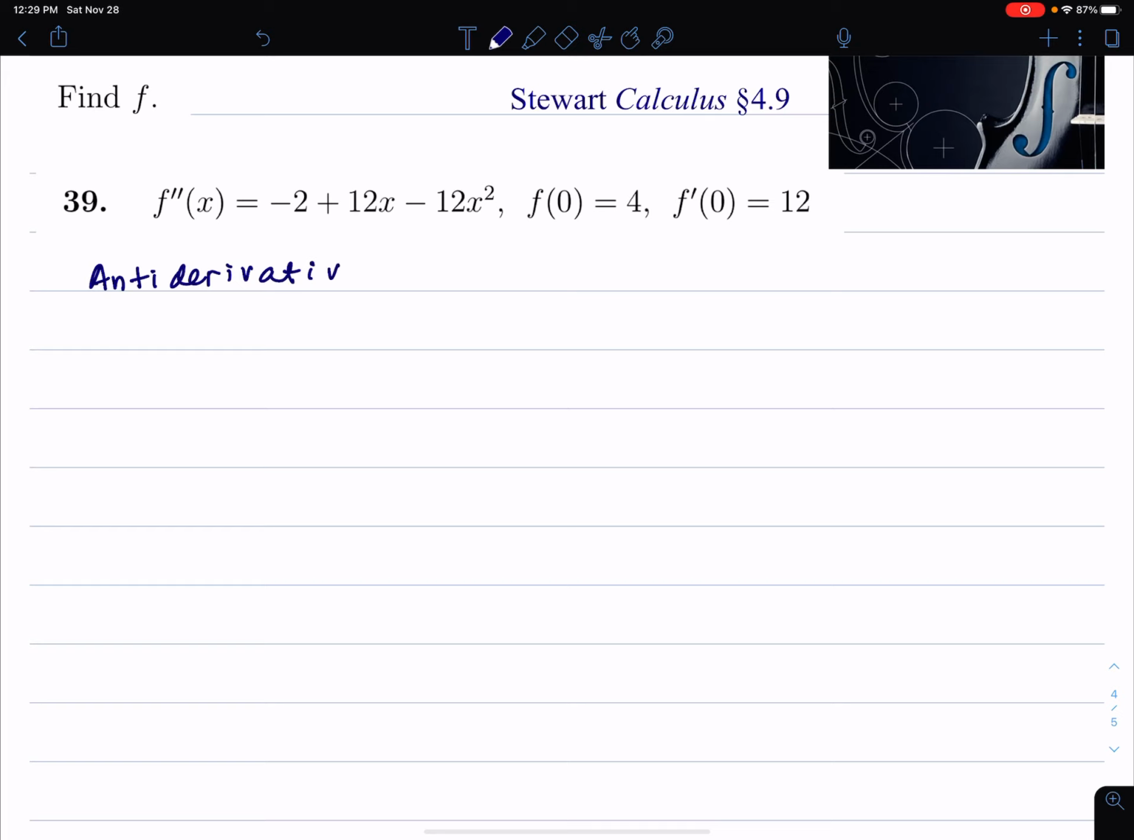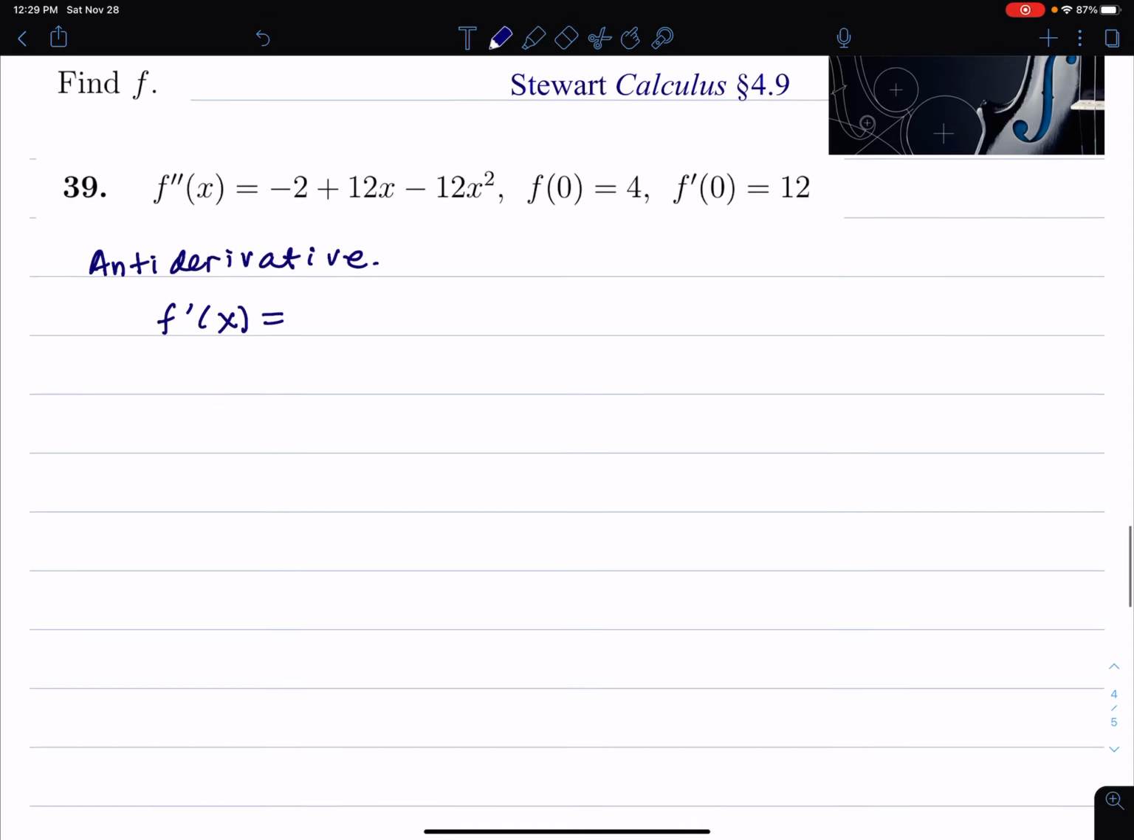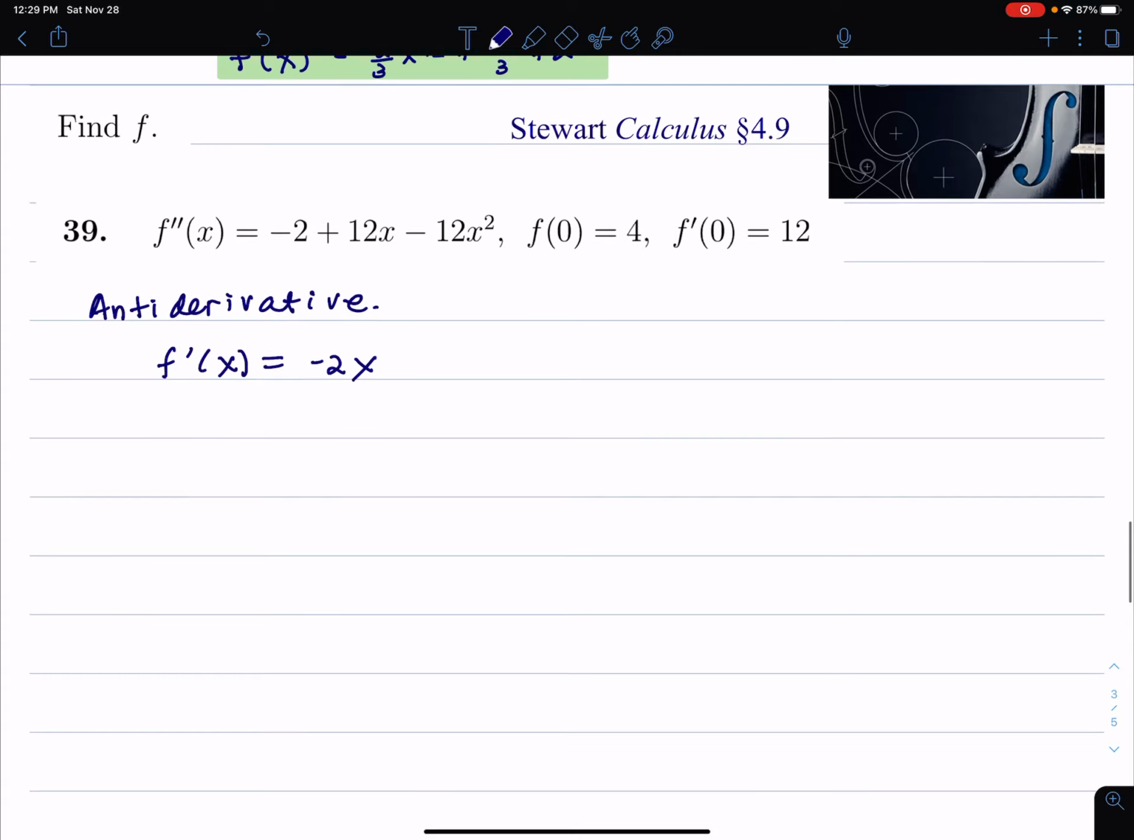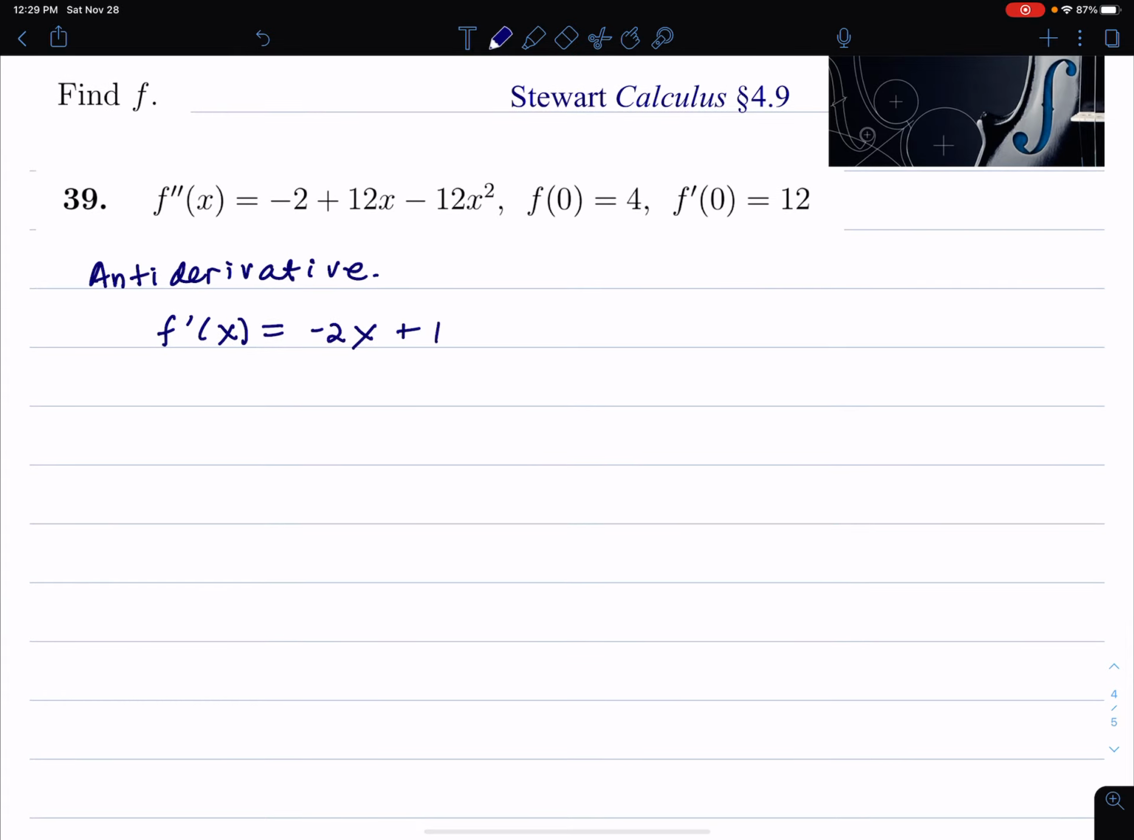Our tool is that we're going to use the power rule for antiderivatives. So for negative 2x, the antiderivative is 2x. Why? Because the derivative of negative 2x is negative 2. Then we come to 12, I'll leave that alone. And for x, the antiderivative is x squared over 2. Why? Well, take the derivative of x squared over 2 and you get x.